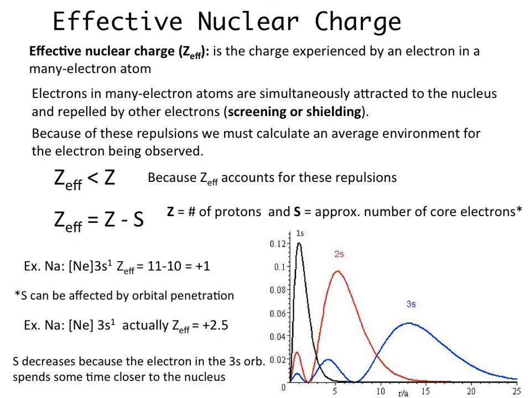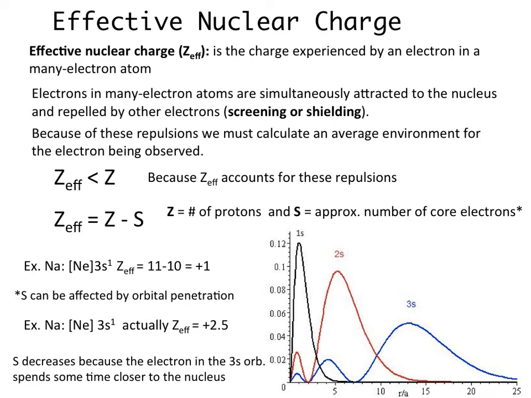So effective nuclear charge is basically the pull, or the charge from the nucleus, that's experienced by an electron in a many-electron atom. So something besides, say, hydrogen. Electrons in many-electron atoms are basically being attracted to the nucleus. The nucleus is pulling them in. You have a positive charge inside the nucleus, and obviously electrons are negatively charged. But simultaneously, they're also being repelled by the other electrons.